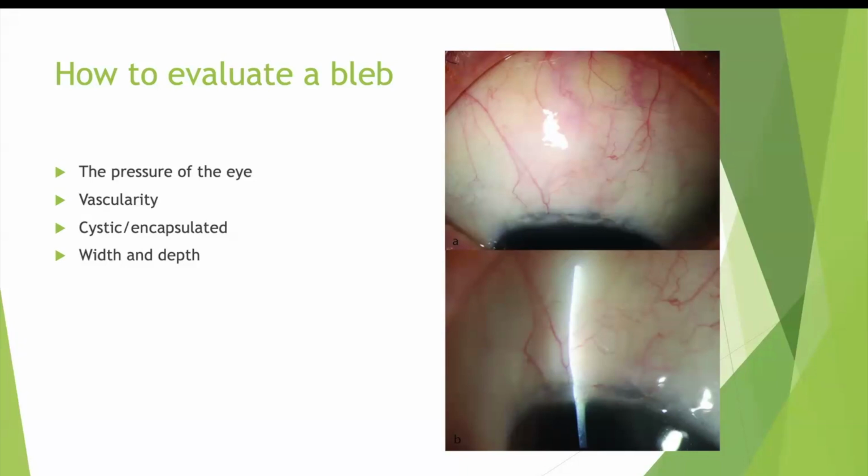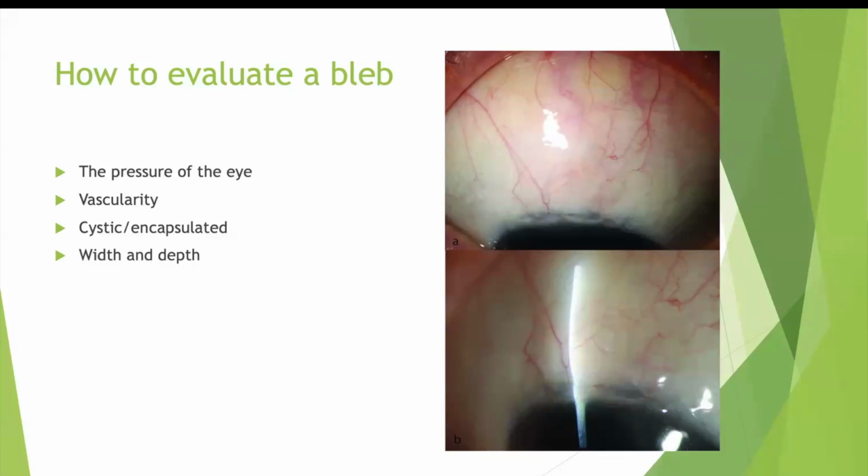And what you're looking for is a nice, relatively wide, shallow bleb. You don't want it to be really raised on the ocular surface. You want it to be relatively shallow, only slightly raised compared to the rest of the eye, and that gives you the sign of a healthy bleb. So a healthy bleb is shallow and diffuse. The vascularity is similar to the neighboring conj, with a good pressure.